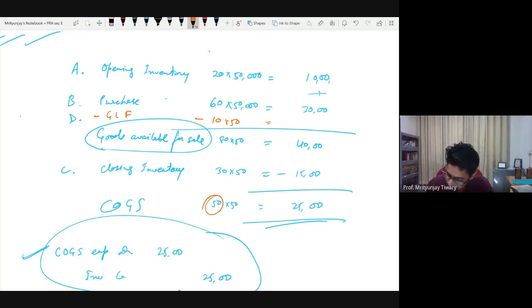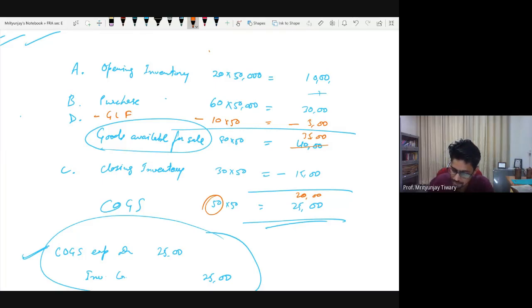So we subtract 5 lakh from this, and now our goods available for sale is not 40 lakh, rather it is only 35 lakhs. So if from 35 you subtract 15, you get 20 lakhs of COGS. If you check your units, this gives you correct information.